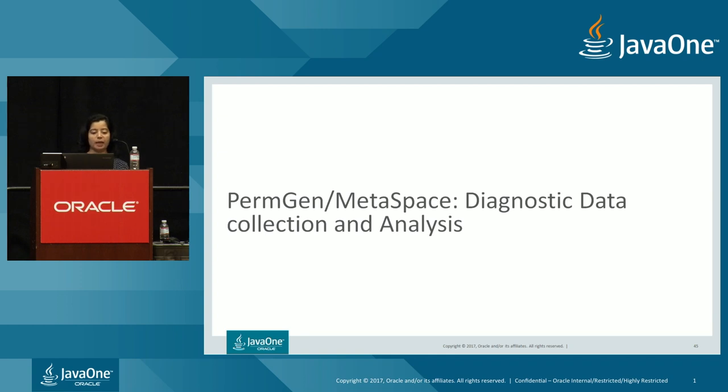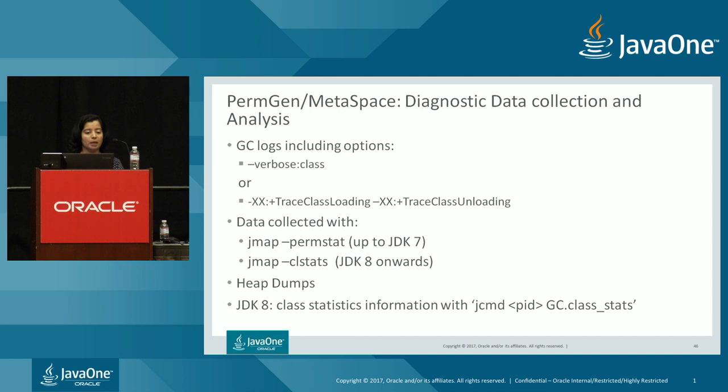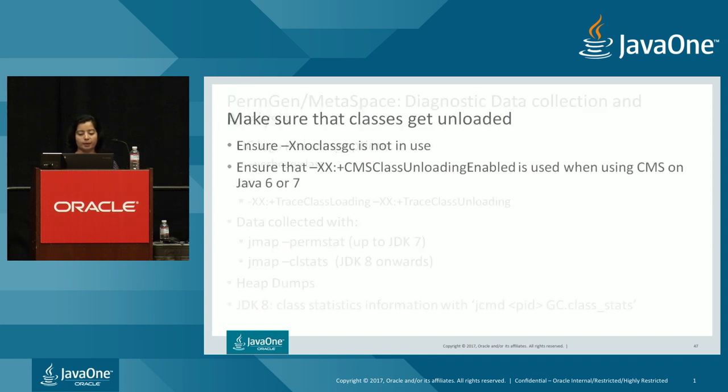Diagnostic data collection and analysis for permanent generation and metaspace. We should be collecting GC logs, and those can be collected with the verbose:class, TraceClassLoading, and TraceClassUnloading options. We should be collecting data with jmap -permstat for JDKs up to JDK 7, and jmap -clstat for JDK 8 onwards. Heap dumps help in diagnosing permanent generation or metaspace related issues as well. From JDK 8 onwards, class statistics information can be collected with the jcmd GC.class_stats command.